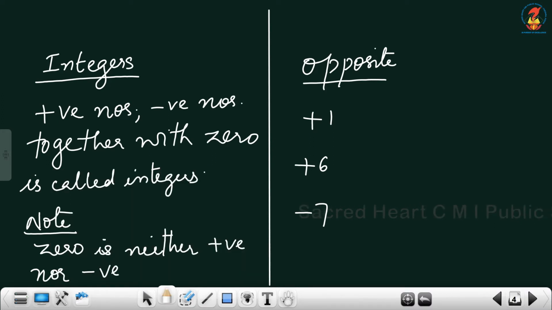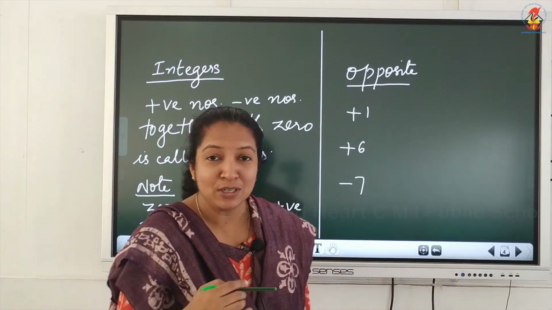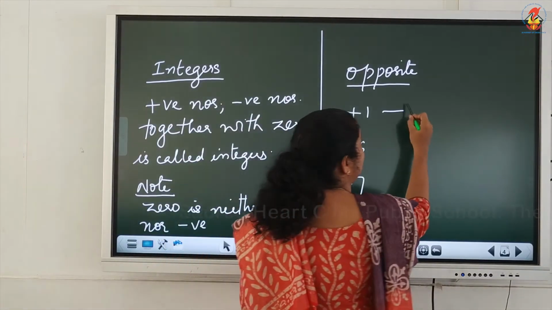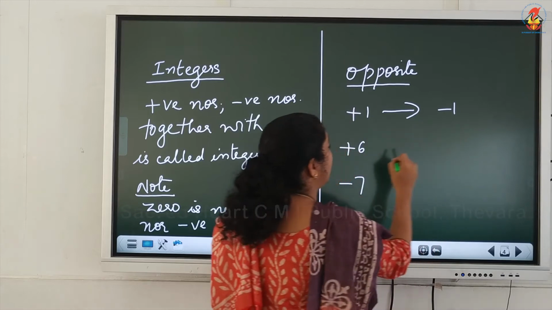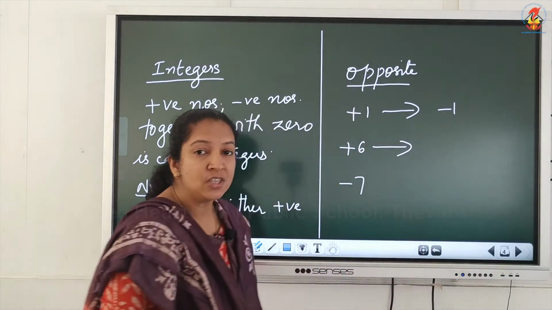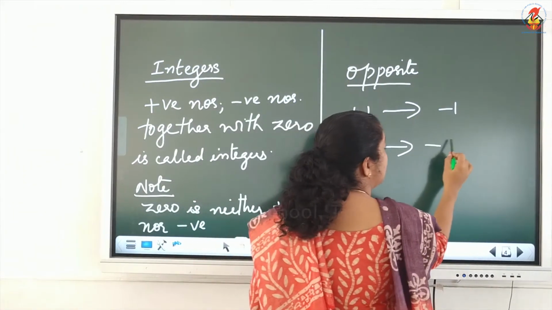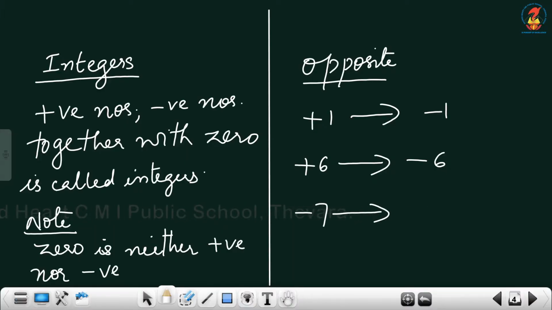Then, opposite of +1: I have already mentioned that opposite of +1 is -1. Opposite of +6 is -6. Opposite of -7 is +7. Just change the sign and write.